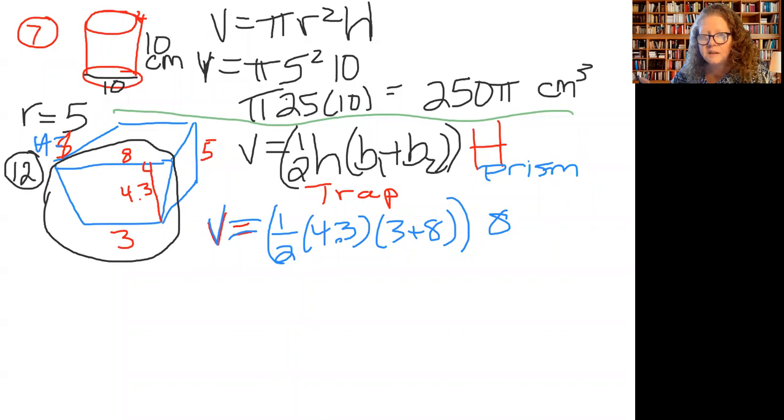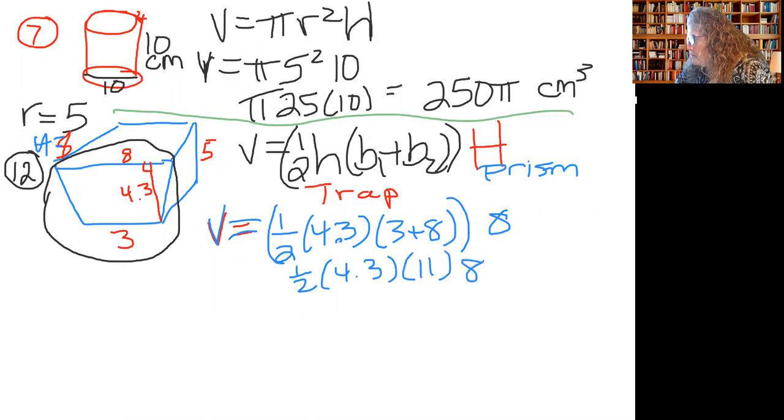Okay, that's the numbers, and we just have to fill it in. So we have, this is 11. So half of 4.3 times 11 times 8. If you put all that in your calculator, you actually get 99.9. No, you don't. Sorry. Never mind. You'll get 99.9.